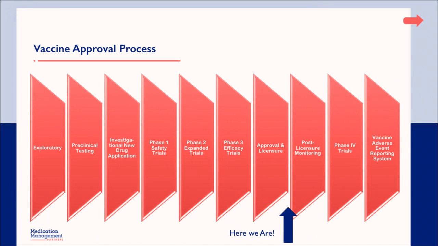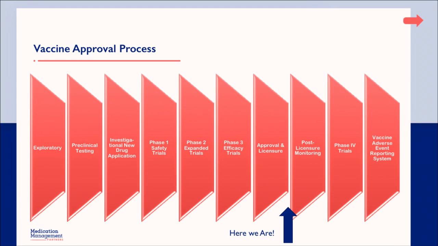Phase 2 trials started shortly after Phase 1 and included several hundred participants, and those were used to determine the dose and frequency of the vaccine and what to expect. Towards the end of Phase 2 trials, Phase 3 trials began.